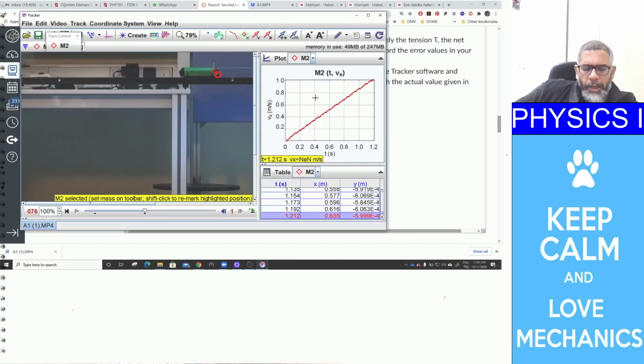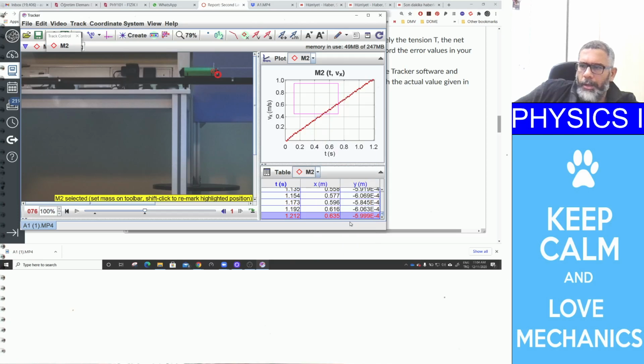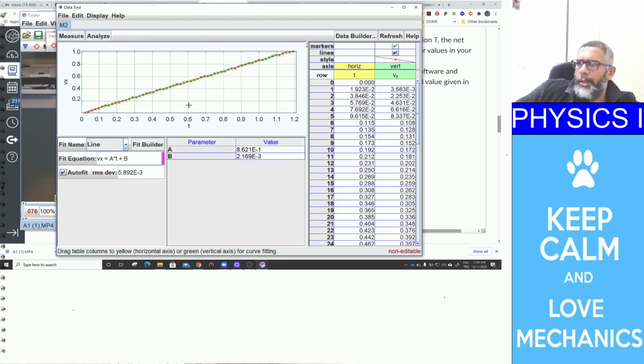I suggest that to calculate the acceleration, use the v versus time plot. On this plot, come over it, press the right mouse button and choose Analyze, and this Analyze Data tool window will appear. You again will see the v versus time plot on a larger screen, together with the v and t data values. We will analyze this plot by drawing a straight line curve fit, and choose this one. Now the tracker automatically draws the best line that fits this data, and it calculated what the acceleration is.